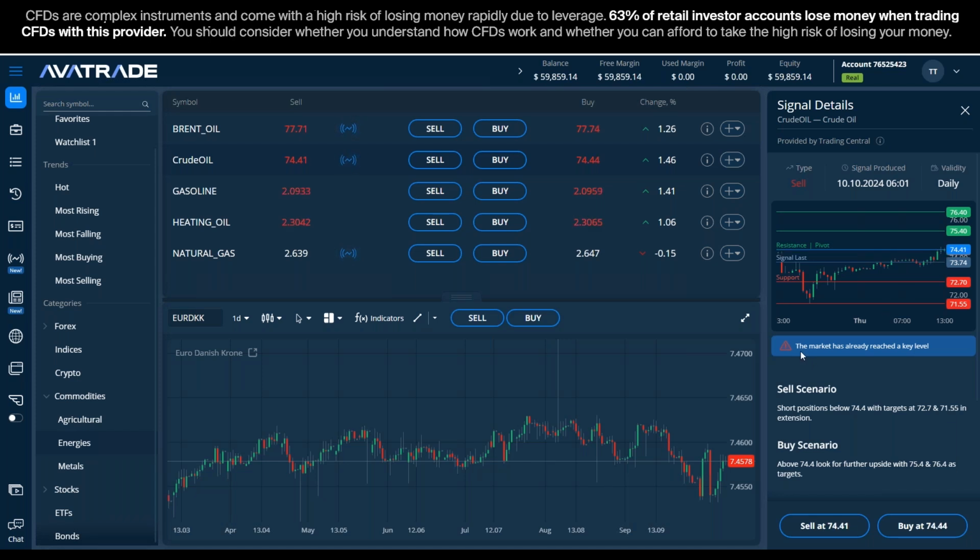You see the market has already reached a key level. It went up and broke above the pivot line. So stop losses on the sell signal would have been above this pivot. You may have already hit your stop loss if you were selling on that signal yesterday. Why did we avoid that signal yesterday? Because we're not blindly following signals. We're also taking into account the fundamental news and picking and choosing the signals that make the most sense.